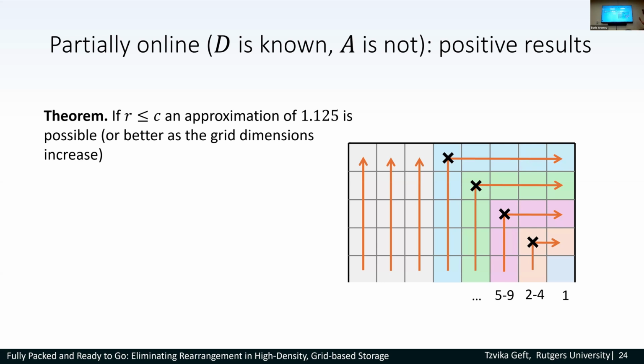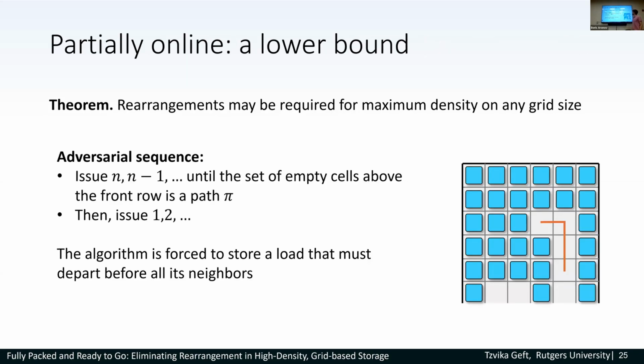You might ask, I think it's kind of interesting to see, well, what is the best we can do? Because is this the best? I'm currently not sure. I haven't proven that, but I can give you a quick lower bound: if we do want to use maximum density, then on any grid size, any algorithm might end up doing at least one rearrangement. And there's a fairly simple argument here.